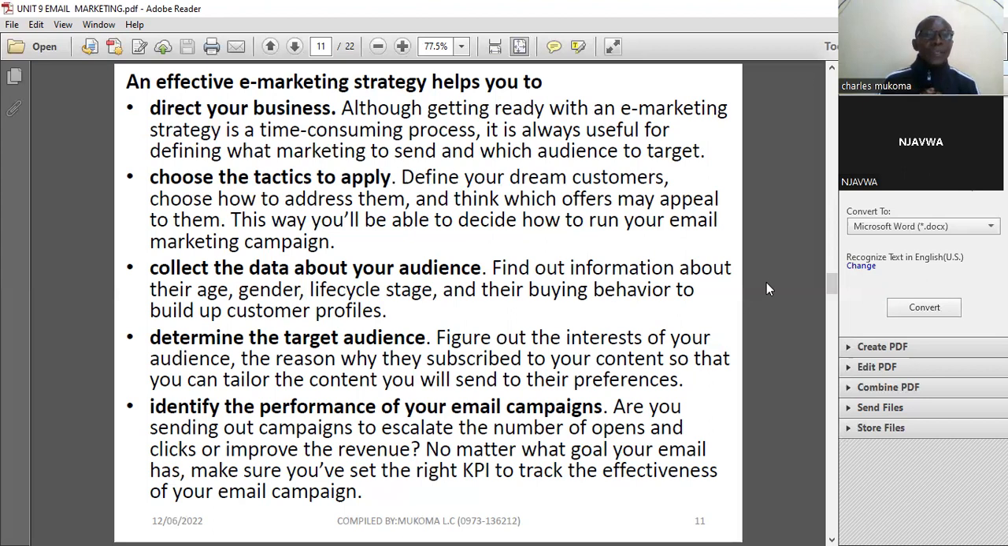Then we have the next thing, you determine the target audience. Who are our target audience? Then you identify the performance of your email campaigns.